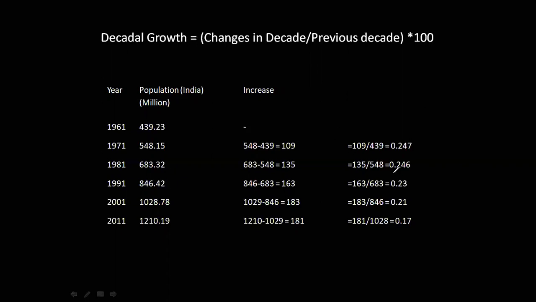So let's move into the next one. When you minus it, you'll get increase or decrease. So the formula here very clearly tells that the increase, that is the changes you have taken, is 109 divided by 439. What is 439? It is the previous decade population. So when you divide it, it is 0.247.